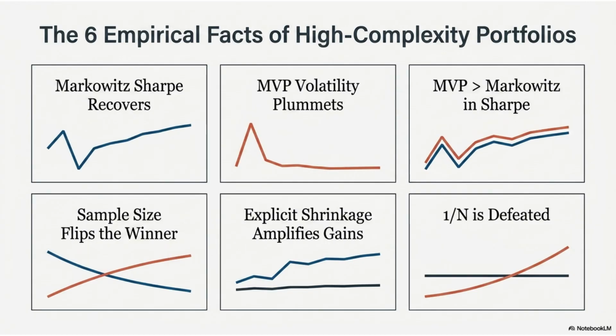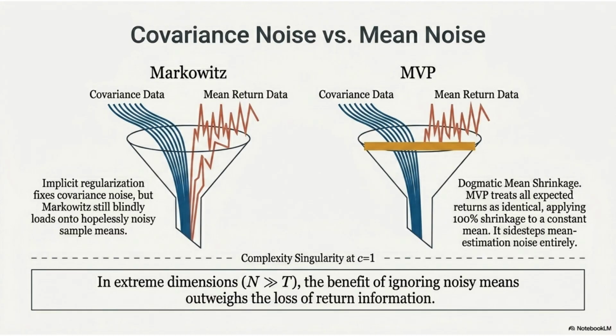It is, and in these short window environments, the minimum variance portfolio thoroughly outperforms the Markowitz portfolio. It achieves a significantly higher Sharpe ratio. Wait, really? The portfolio designed specifically to ignore returns actually generates a better return-to-risk ratio than the portfolio engineered to maximize it. It does, and what's fascinating here is why the MVP dominates. Both portfolios utilize the exact same heavily regularized covariance matrix to assess risk. The divergence lies in how they handle expected returns.